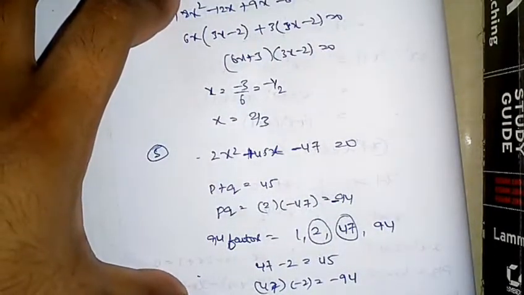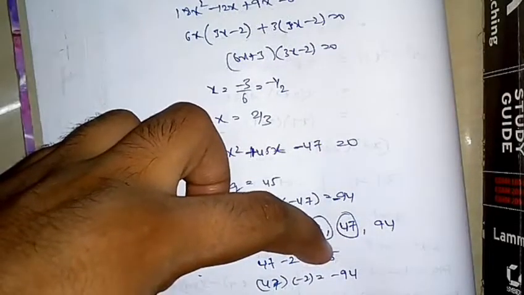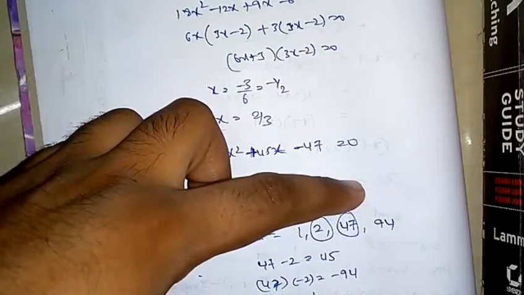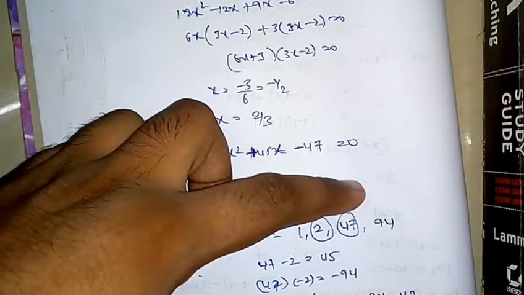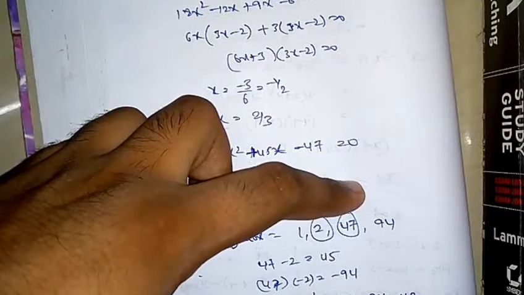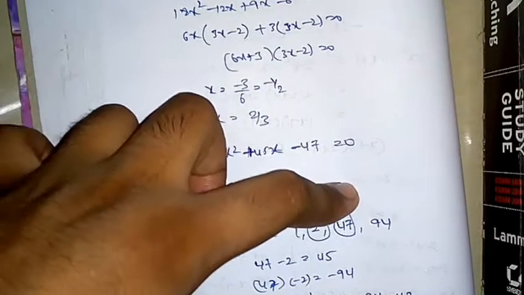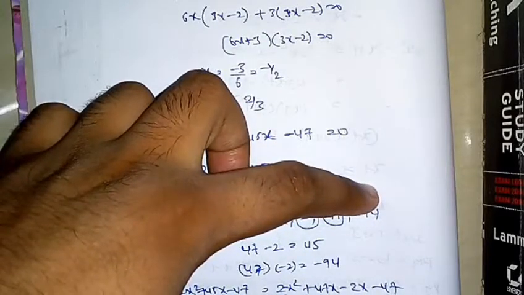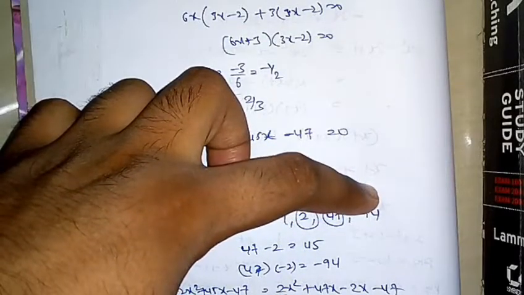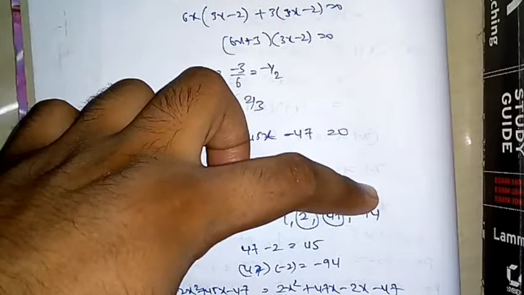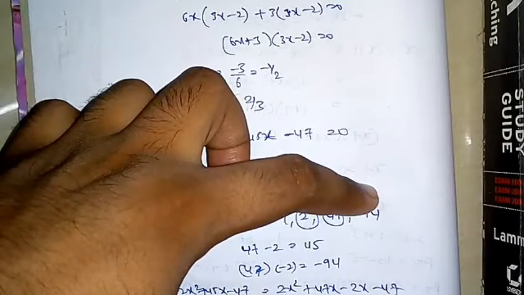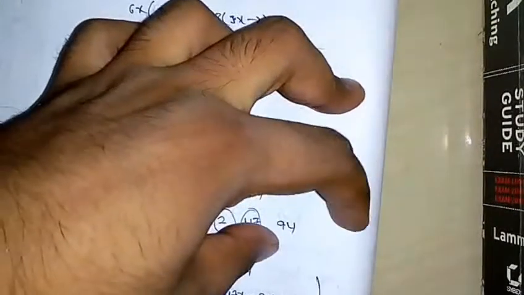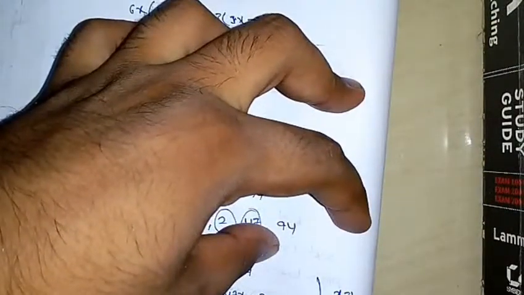So 2x square plus 45x minus 47 is equal to 2x square plus 47x minus 2x minus 47, which is equal to x into 2x plus 47 minus 1 into 2x plus 47. So this implies 2x plus 47 into x minus 1 is equal to 0. That means x equals 1 is one root and x is equal to minus 47 by 2 is another root.